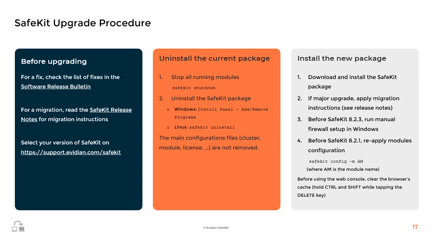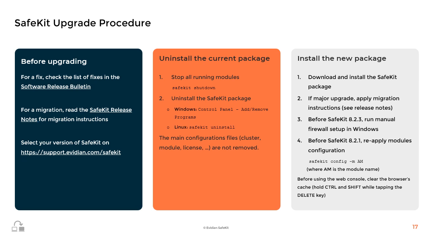Secondly, let's start with the uninstall of the current package. Stop all running modules by executing the command safekit shutdown. For Windows, to uninstall the current SafeKit package, use the control panel to add remove programs. For Linux, to uninstall the current SafeKit package, run the command safekit uninstall. Please note that the main configuration files, cluster, module, license, etc., are not removed during this process.